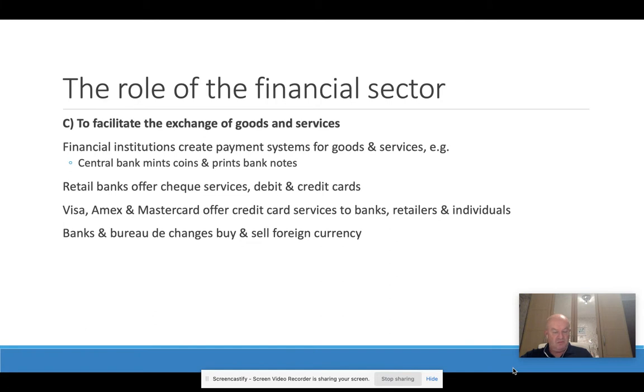So financial institutions create payment systems for goods and services. So the central bank mints coins and prints banknotes. But retail banks might offer check services and debit and credit cards.